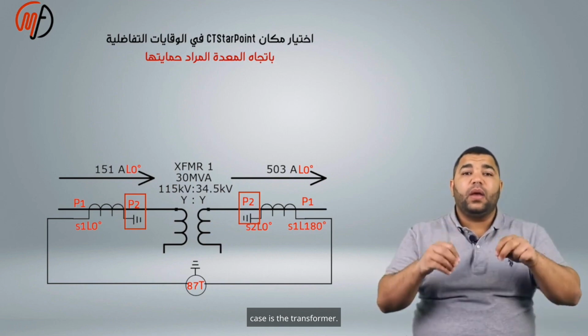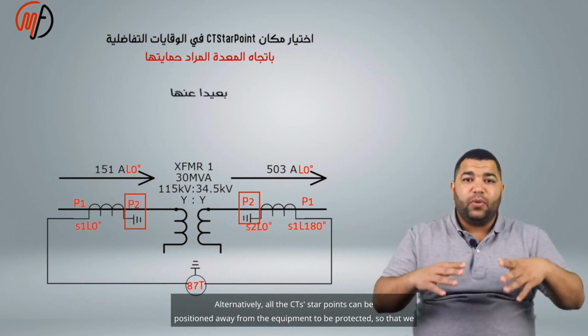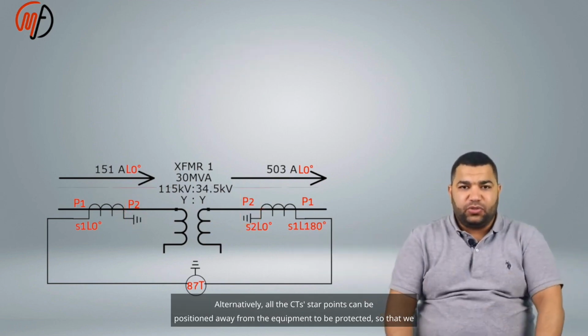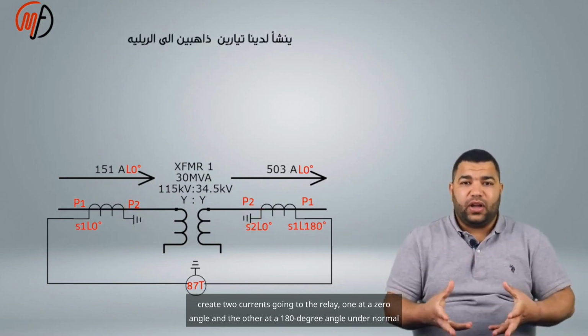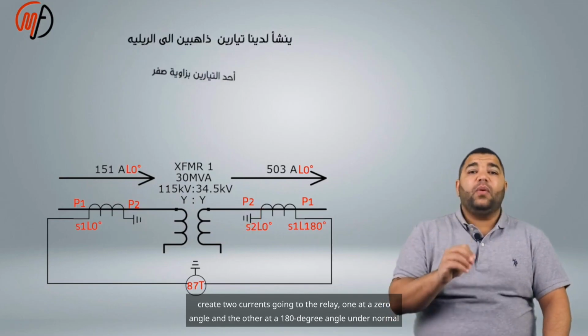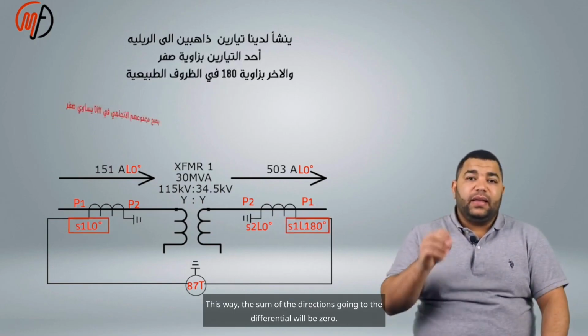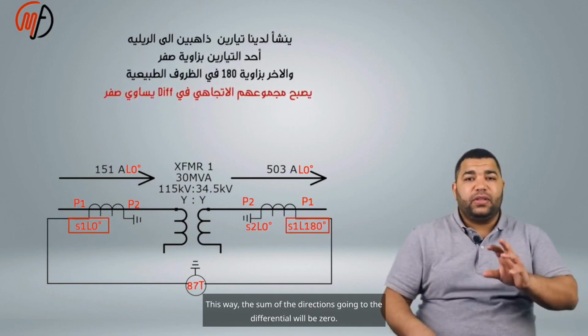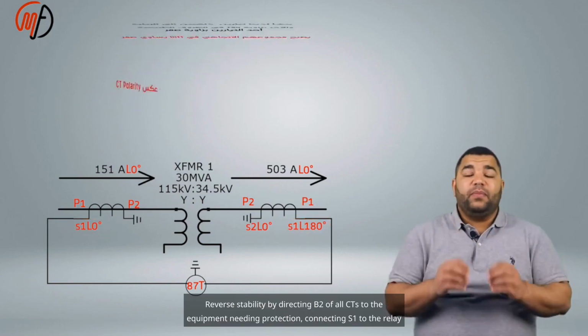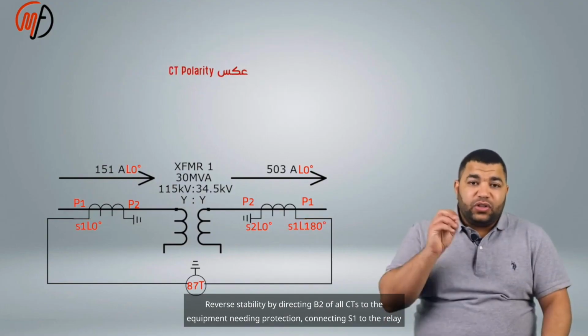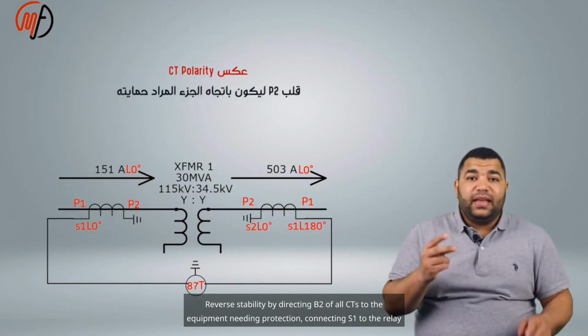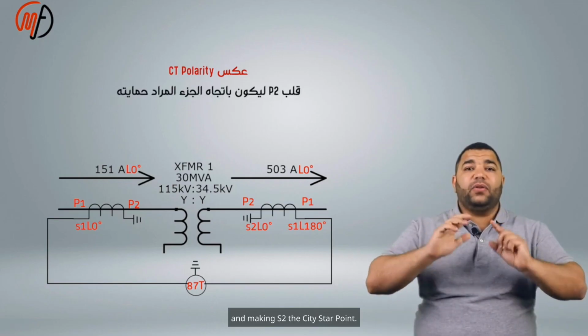the transformer. Alternatively, all the CT's star points can be positioned away from the equipment to be protected, so that we create two currents going to the relay, one at a zero angle and the other at a 180-degree angle under normal conditions. This way, the sum of the directions going to the differential will be zero. Reverse stability by directing P2 of all CTs to the equipment needing protection, connecting S1 to the relay, and making S2 the CT star point.